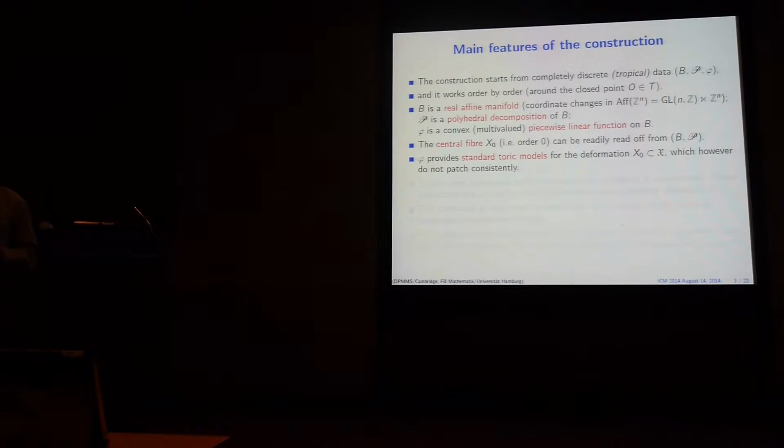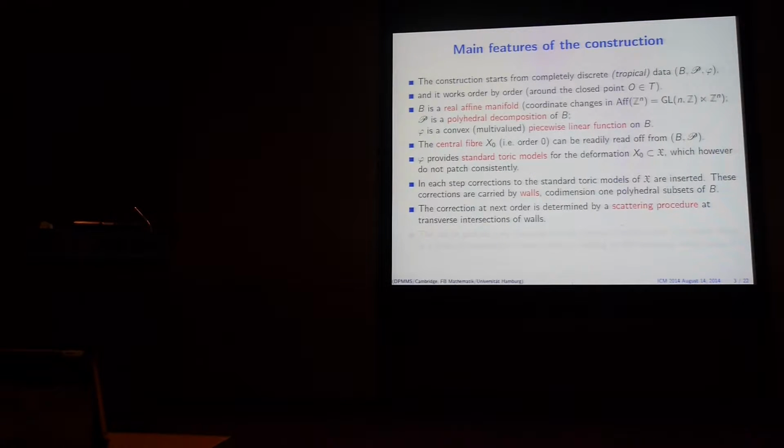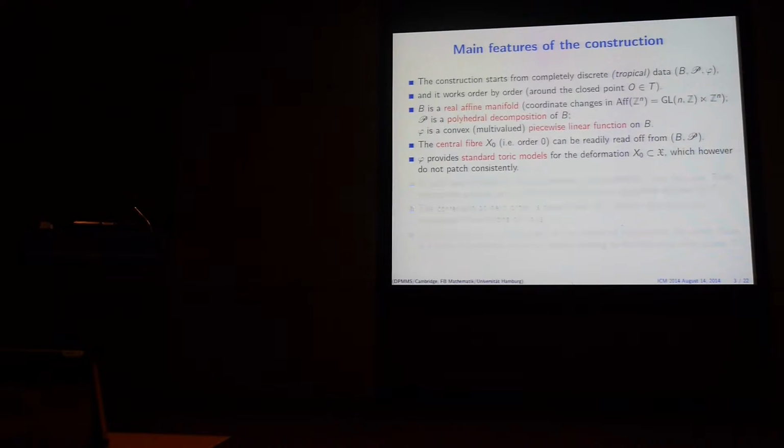So you start with x0, you want to deform, write down some family. Toric geometry makes you a standard suggestion, and that is captured by the phi. And then the point is, if we don't want to just do toric geometry, which sometimes also is included in here, but if you want to do something more interesting, these phi, the toric models, actually don't patch consistently. If you try to patch, it doesn't work.